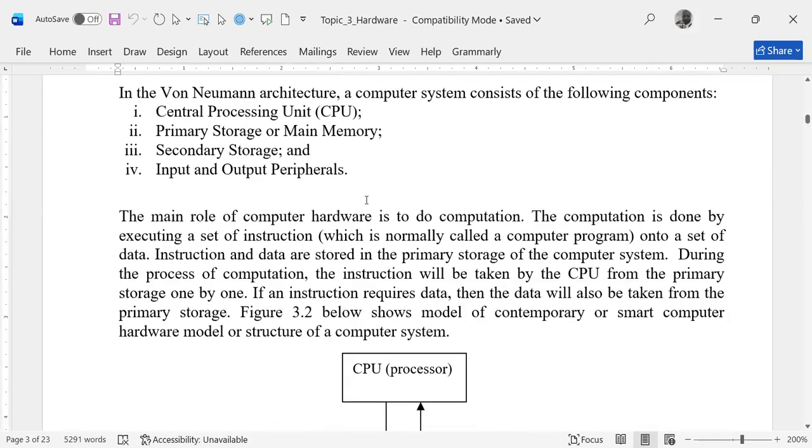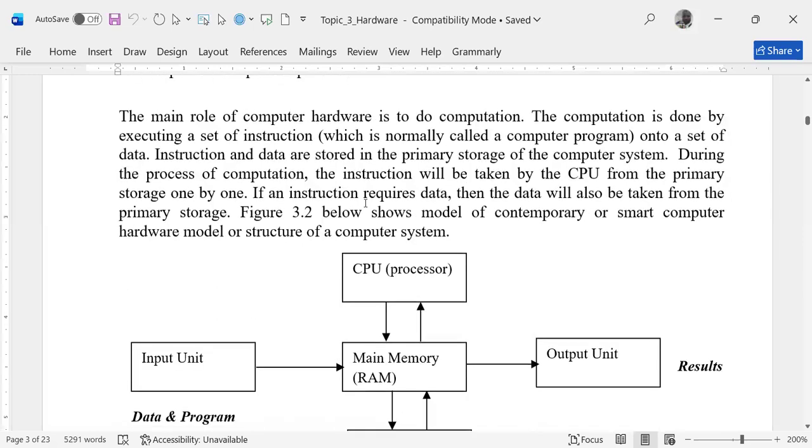This structure, whether the computer is small or big, is the same structure. The main role of your hardware is to do the computation. The calculation done in a computer system is the job performed by the hardware. The computation is done by executing what are called instructions.